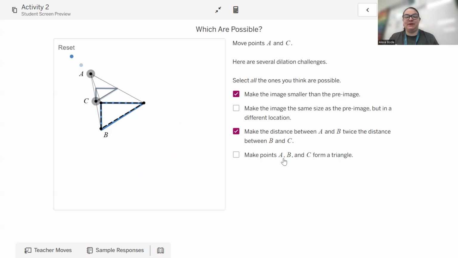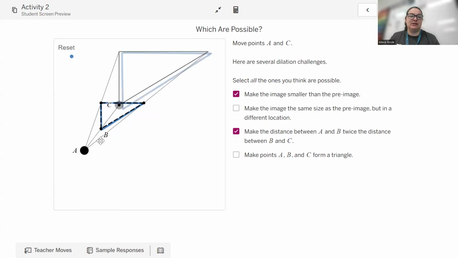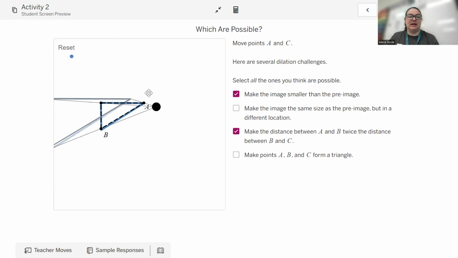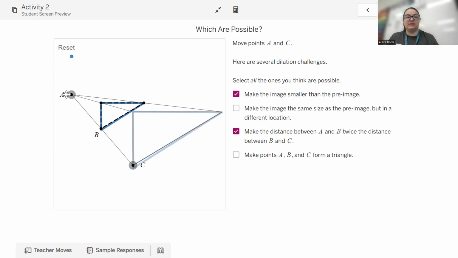And then if you said make points A, B, and C form a triangle, that is also not possible because dilations keep our points in a straight line. So A, B, and C will always be a straight line. Your center of dilation is A. Point B is the point on the original triangle, and point C is the corresponding point on the new triangle. Those will always be a straight line.